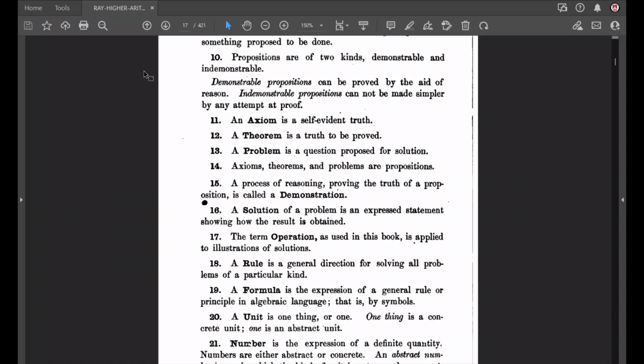Article 16, what is a solution? We all use the word, but what actually is a solution? A solution of a problem is an expressed statement showing how the result is obtained. And I talked about this the other day with you. A solution explains how the result is obtained.